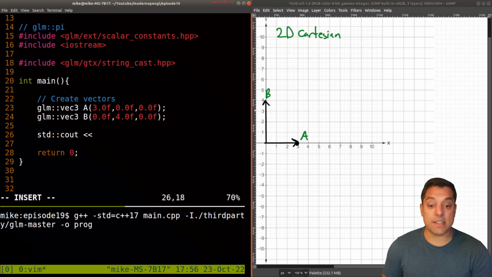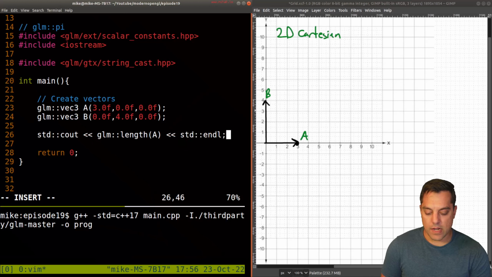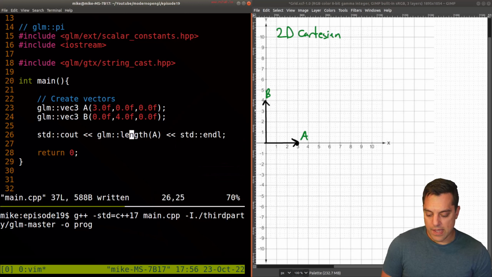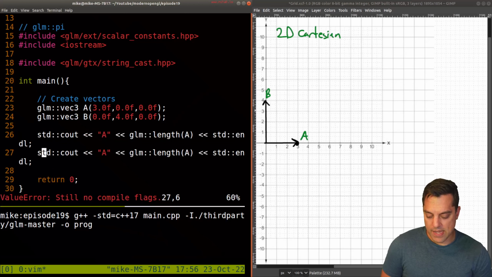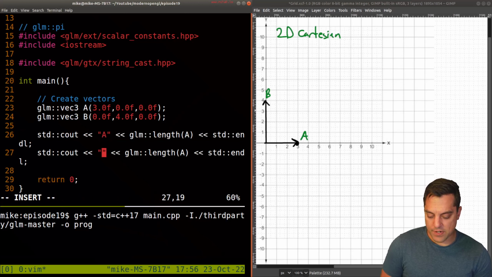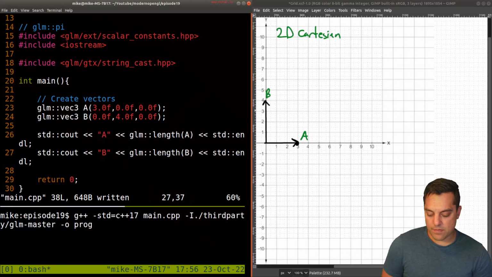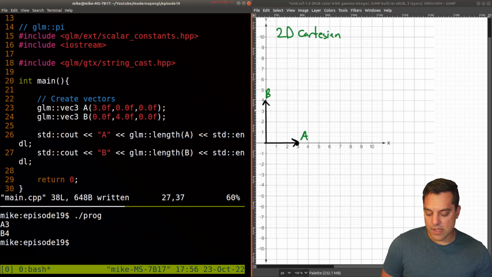So I'm just going to do a simple cout statement here. And then I'm going to use the GLM length function for A, and I'll put an end line here. Let me give us a label here just so we can see things: A. And let's do the same for vector B. Let's compile and see our result. And we can see that A's length, again, is 3, and B's length is 4.